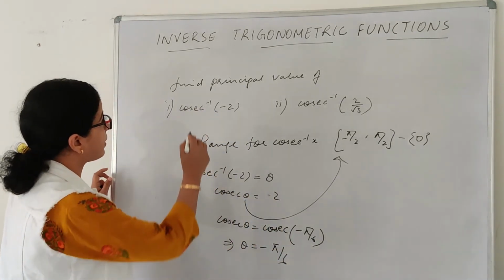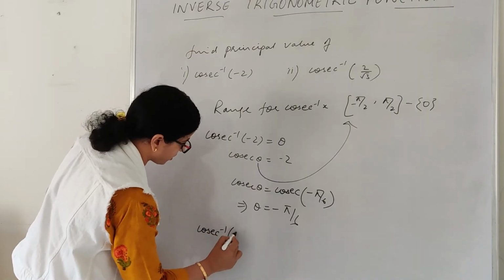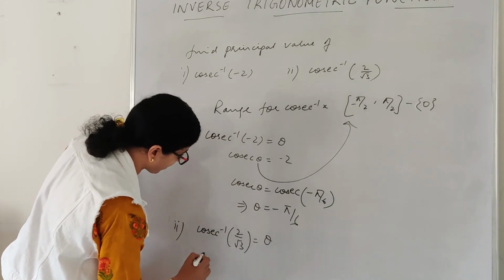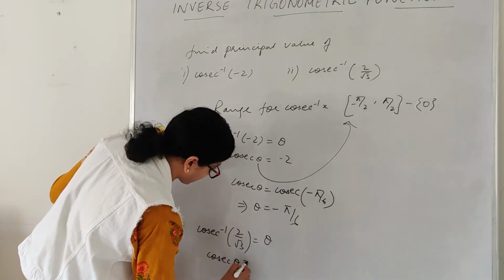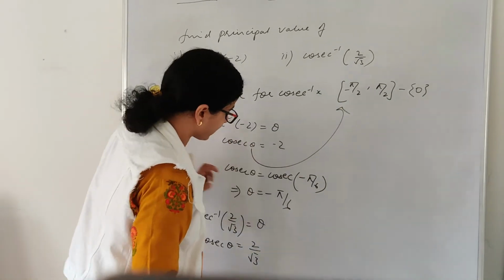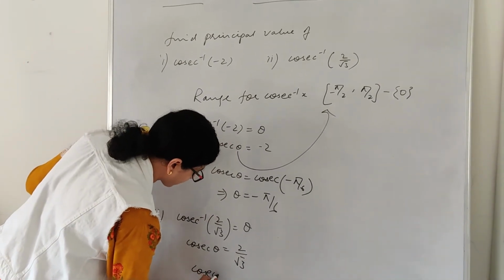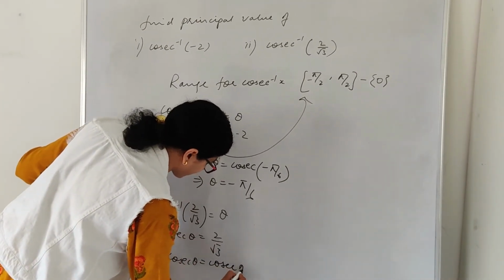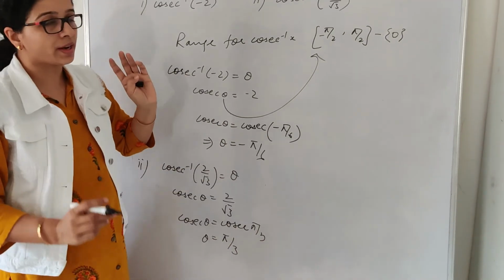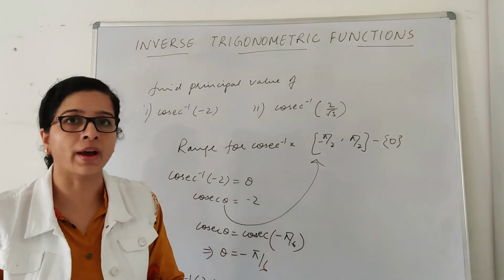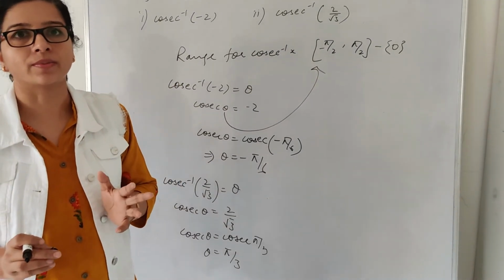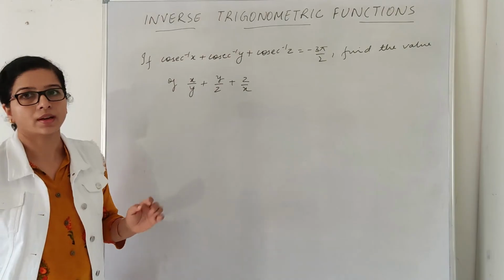Is that clear? Now for cosec inverse 2 by root 3, again let it equal theta. I am doing the second part now. Cosec theta is equal to 2 by root 3, and again it should lie in this range, which means I have to take the positive part. So cosec theta is equal to cosec pi by 3, which means theta is equal to pi by 3. Is it clear? Whenever we are solving principal values, understand what the range of cosec inverse x is. Your theta should lie in that range. Now let us take this question.